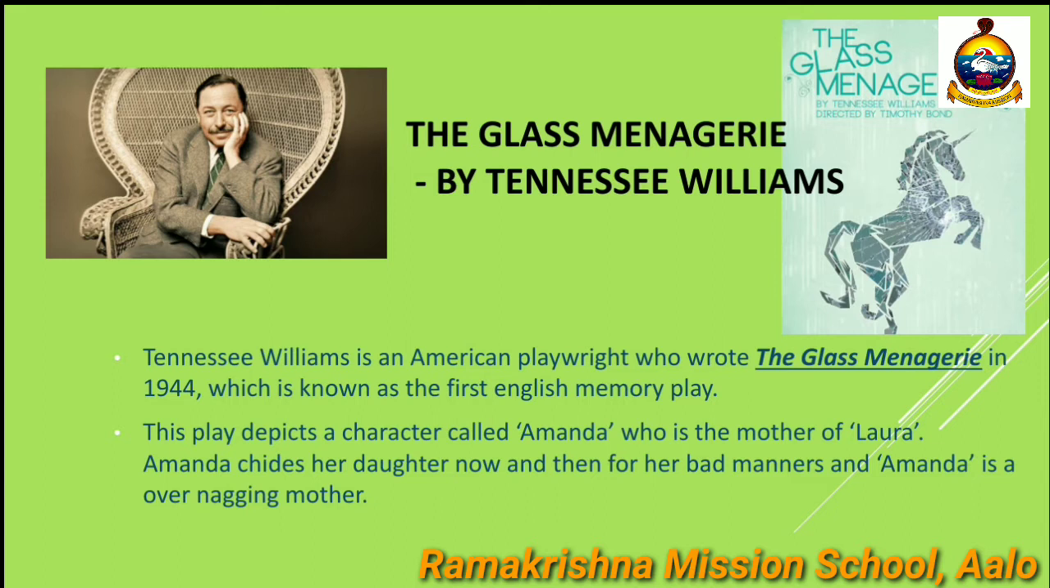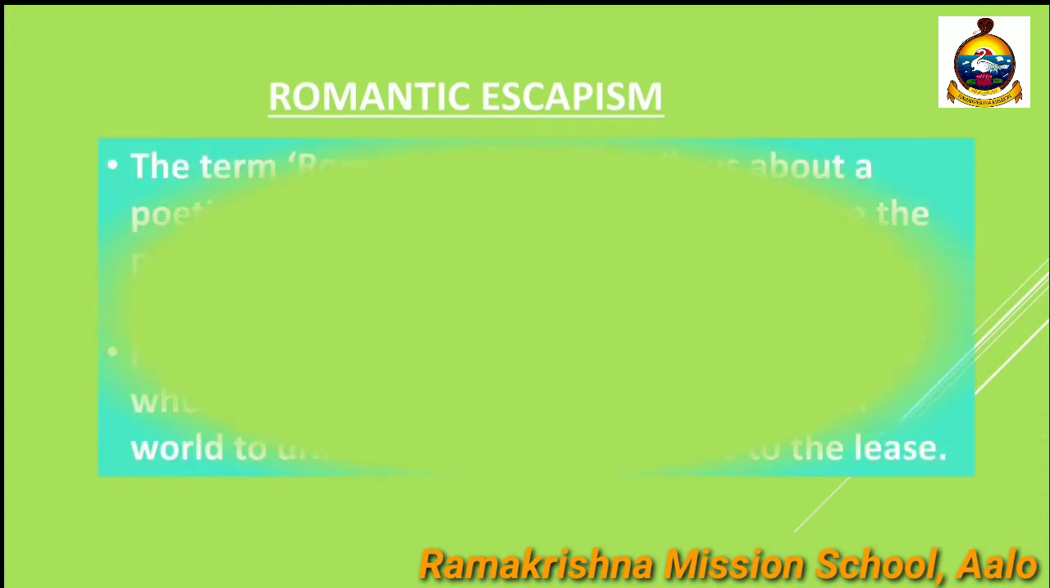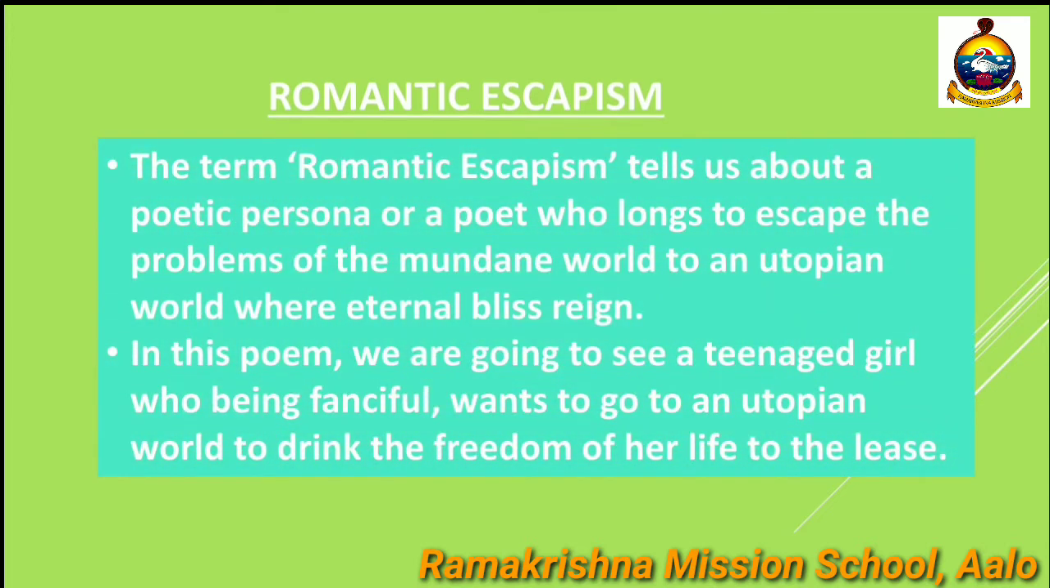Here in this poem, we will find Amanda will play another role of a daughter who will be over-nagged by her mother. Before starting this poem, we should know what is romantic escapism. Romantic escapism, the term, tells us about a poetic persona or a poet who longs to escape the problems of the mundane world to a utopian world where eternal bliss reigns. In this poem, we are going to see a teenage girl who, being fanciful, wants to go to a utopian world to drink the freedom of life to the lees.